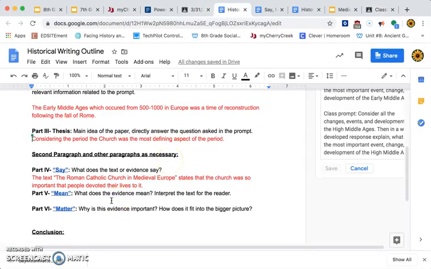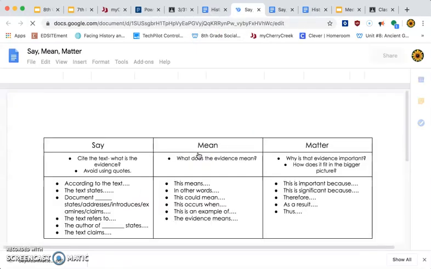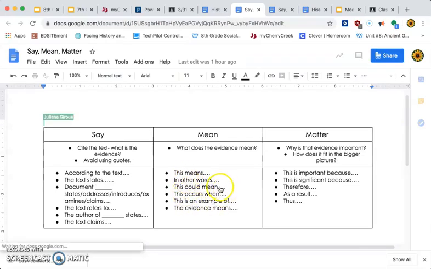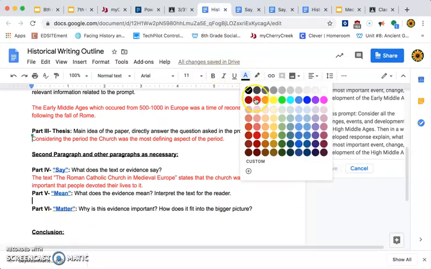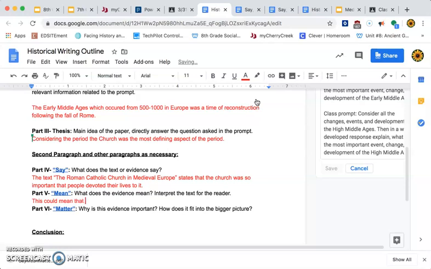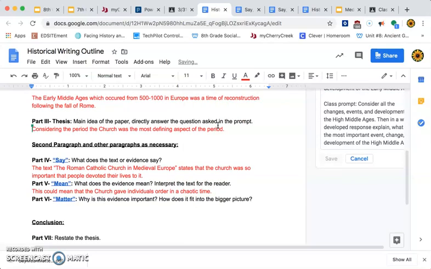Mean. What does that mean? Let's look at my stems again. What am I doing? What does that mean? Oh, here are my stems. I'm going to say this could mean. This could mean that the church gave individuals order in a, that's a hard word to spell, chaotic time. Okay.